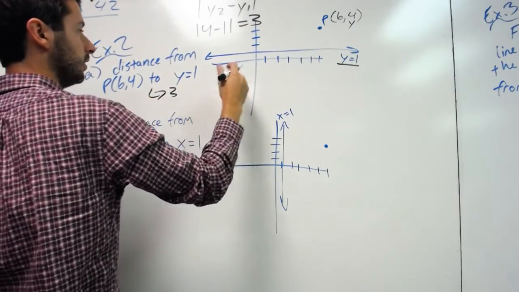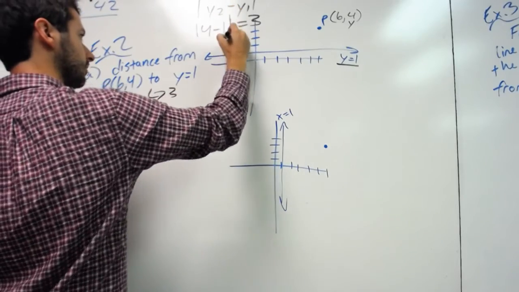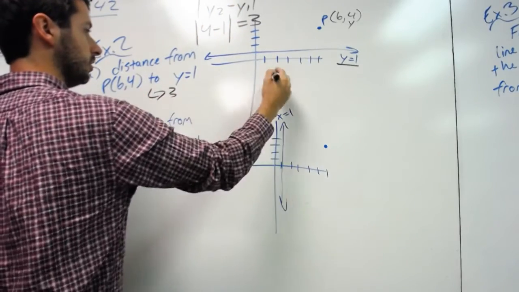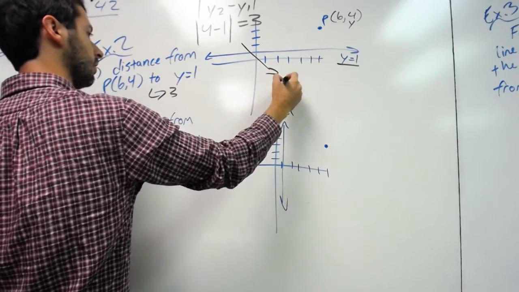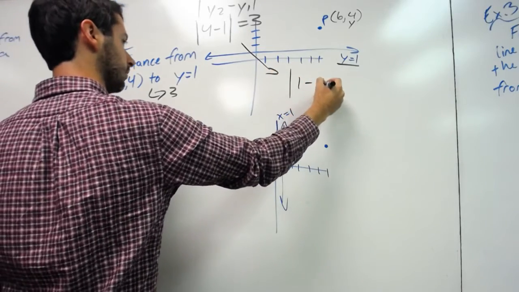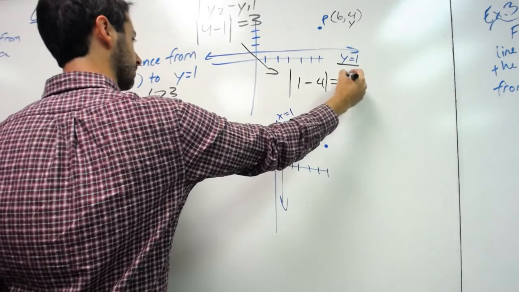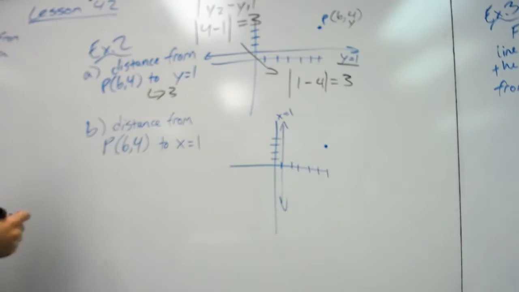Or you could do the absolute value of 1 minus 4. That would give you -3, but absolute value, it would be 3. So your distance would be 3 units.